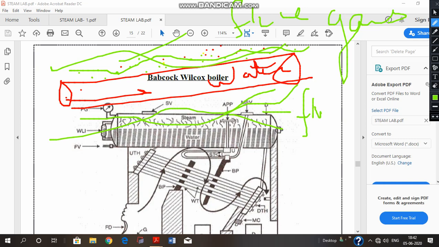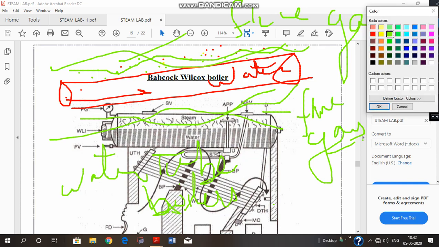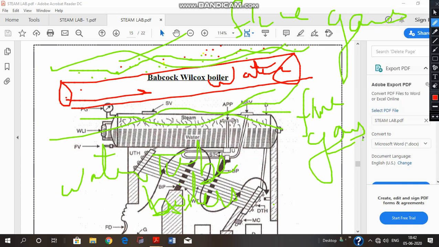If this type of condition is present in any pressure vessel, then it is called a water tube boiler. Water tube simply means that inside the tube there is water. And what is outside the tube? Outside the tube there are flue gases. Now the basic question arises: what are flue gases?